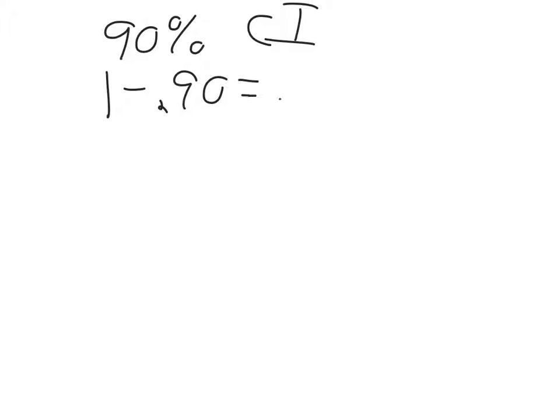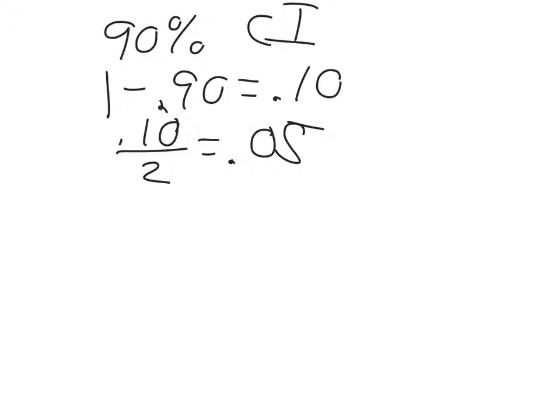Let's try another one. Let's see. What should we try next? How about a 90% confidence interval? And again, we're just doing the z part. There's more to it than this. Okay? So, I'm going to take 1 minus 0.90, and that gives me 0.10. Alright? I'll take 0.10 over 2, and that gives me 0.05. So that's how much is in each of those tails.